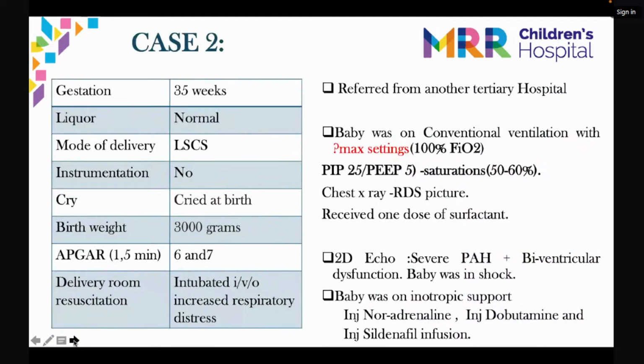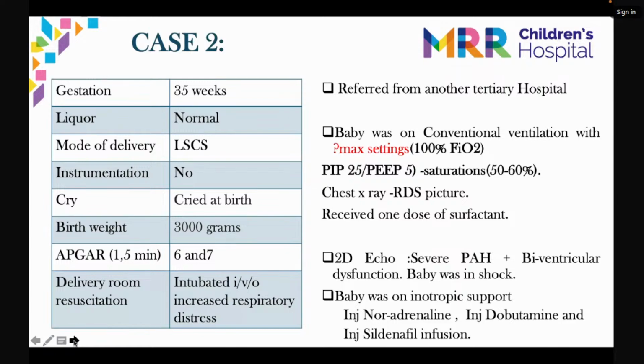The second case, this was a 35-weeker born of normal liquor by LSCS. No instrumentation was required. The child cried after birth and was around 3 kilo in weight. ABGs were around 6 to 7, and the child was intubated in the delivery room itself for respiratory distress.